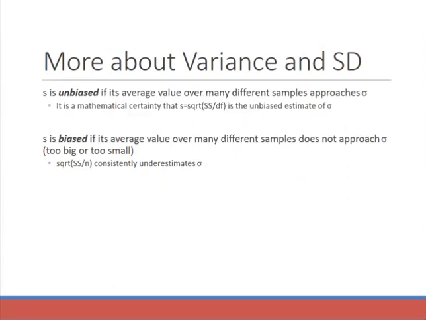So the standard deviation is unbiased if its average value over many different samples approaches sigma, which is the standard deviation for the population. But we can't be sure how biased or unbiased our standard deviation for our sample is, right? So s, the standard deviation for the sample, is biased if its average value over many different samples doesn't approach the standard deviation for the population. We can't know whether our standard deviation is biased or unbiased. And so one of the reasons that we divide by n minus 1 is to correct for this potential problem.